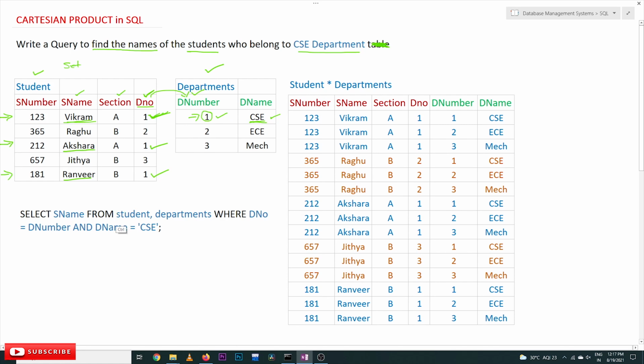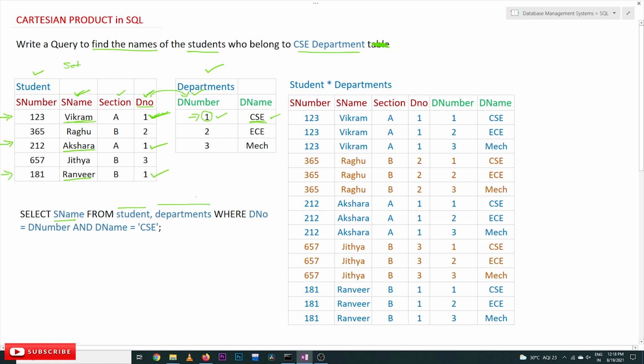So how that can be done is, see here, this is the query for this solution. This is the solution for this question, and the query is select S name. We have to select the S name from which tables? The data is located in both the students and department tables. If we combine these two, then only we are going to get the solution. So the tables that we have to combine are from student comma departments.